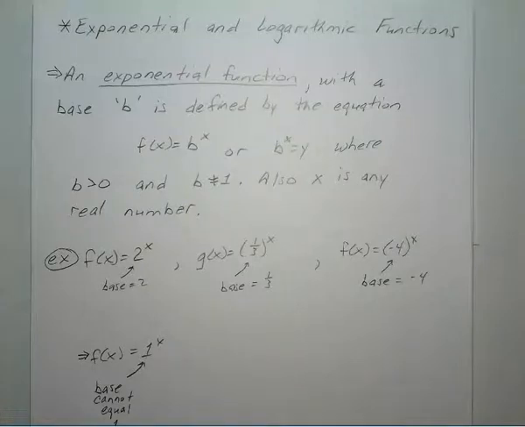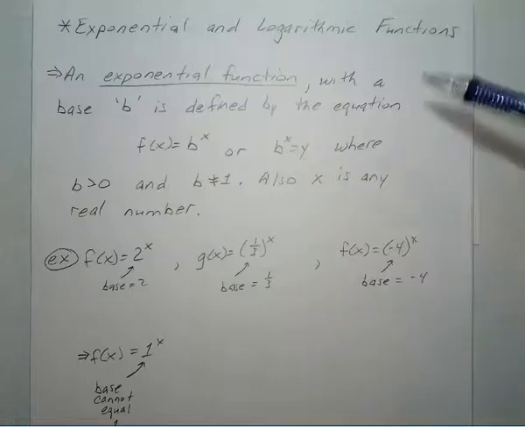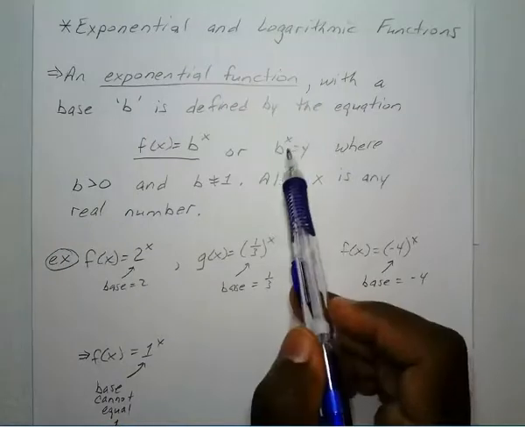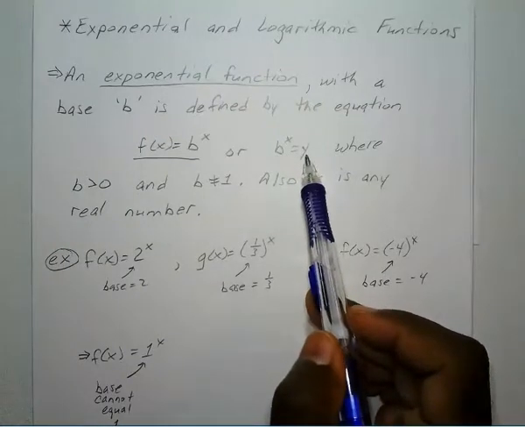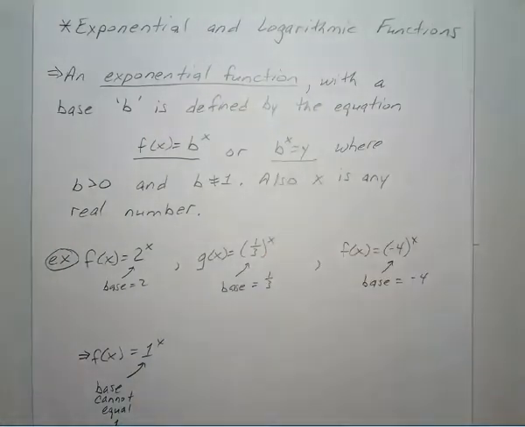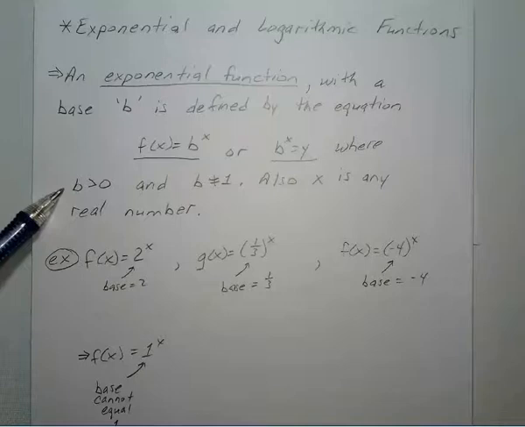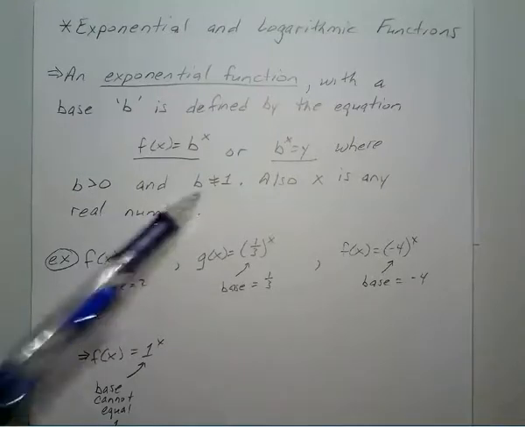Okay, now the definition of an exponential function with a base that we'll call b is defined by the equation f of x equals b to the power of x, or y equals b to the power of x, where two things have to be followed. b has to be greater than 0 and b cannot equal 1.